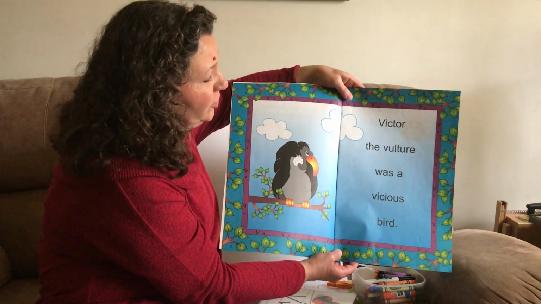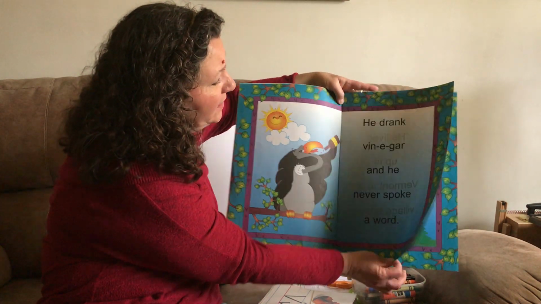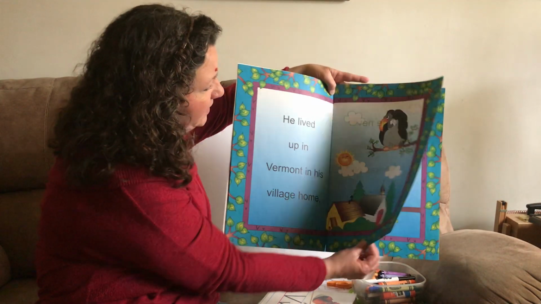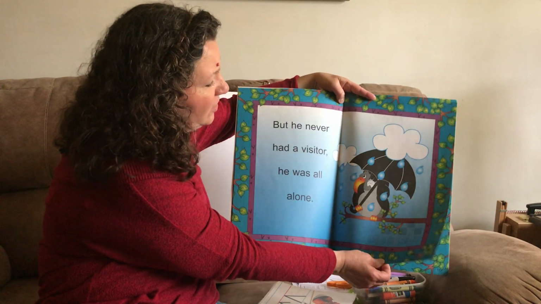Victor the Vulture was a vicious bird. He drank vinegar and he never spoke a word. He lived up in Vermont in his village home, but he never had a visitor. He was all alone.